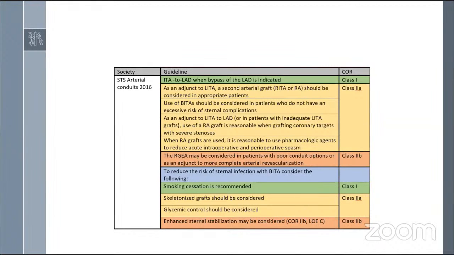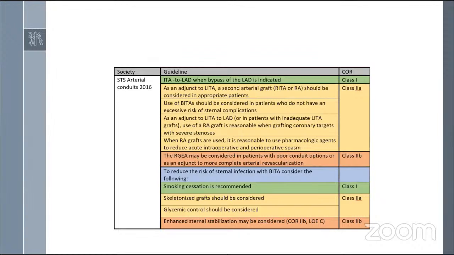As an adjunct to left internal thoracic artery to LAD, or in patients with inadequate left internal thoracic artery, use of the radial artery graft is reasonable when grafting coronary targets that have severe stenosis. When the radial artery grafts are used, it is reasonable to use a pharmacologic agent to reduce acute intraoperative and perioperative spasm. It is class 2B to use the right gastroepiploic artery in patients with limited conduit options or as an adjunct to more complete arterial revascularization.